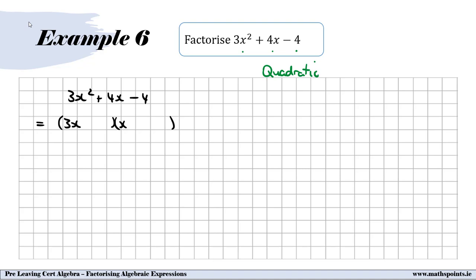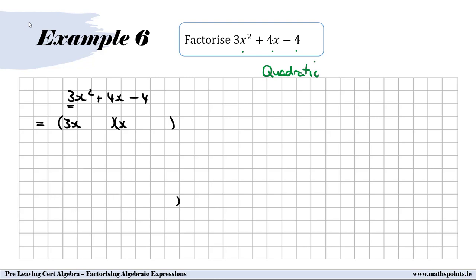Where these questions can get a little trickier is if we have a number in front of the x squared that's not a prime number. So for example, if we had 8x squared, well then we have a combination of either 8x and 1x, but it could also be 4x and 2x. So we're quite happy when we see a prime number at the start of a quadratic, as we know that the first part of each bracket will be fairly straightforward to fill out.